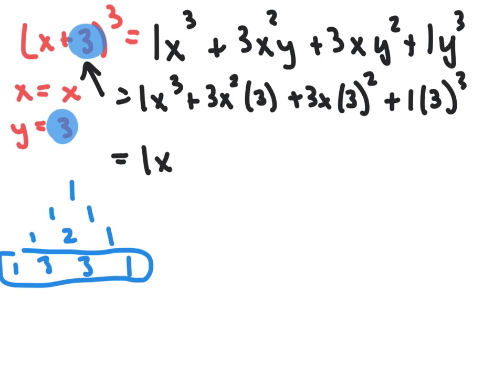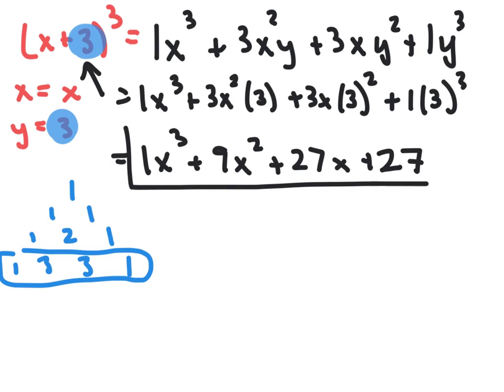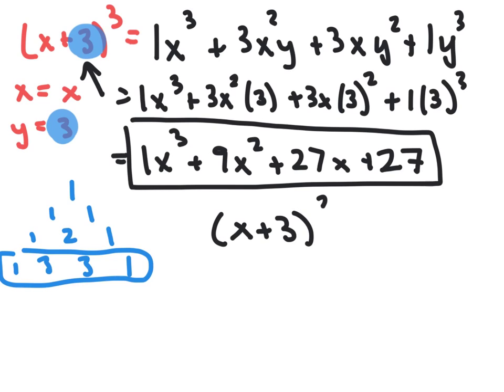This is still 1x cubed. 3 times 3 is 9. 9 times 3 is 27. And 3 times 3 times 3 is also 27. This is the multiplication of x plus 3 all cubed. And where are the y's and those types of things? Well, again, wherever we saw y, we put in the value of a 3 because that's what it was. Let's do another one of those to show you how to do it.